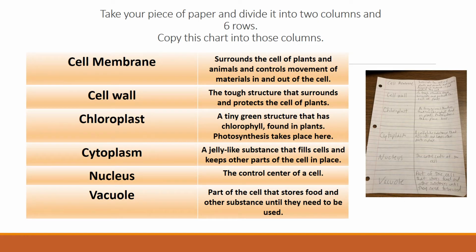Now, take out your piece of paper and divide it into 2 columns and 6 rows. Copy this chart into those columns. It should look like the photograph on the right when you are done. Pause the video to copy the chart and then hit play when you're ready to continue.